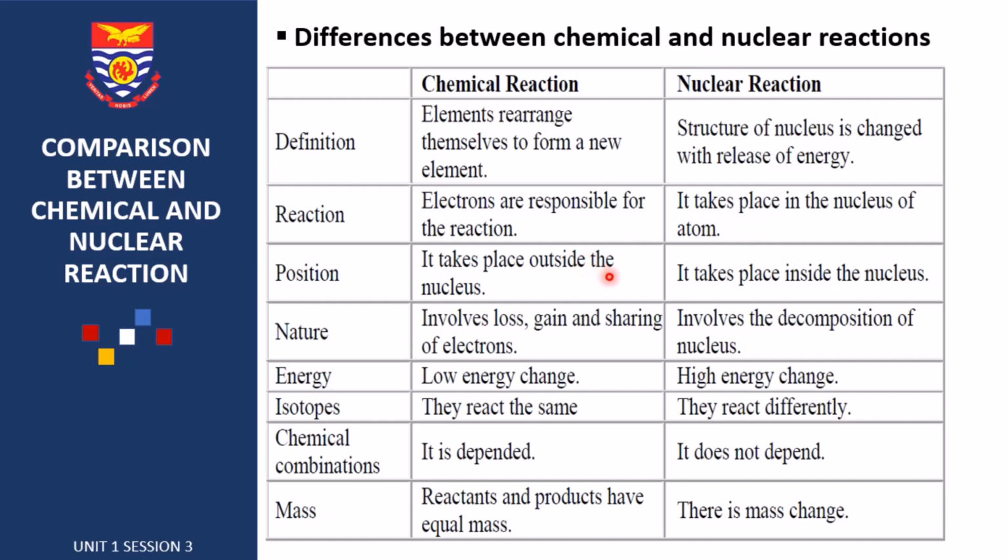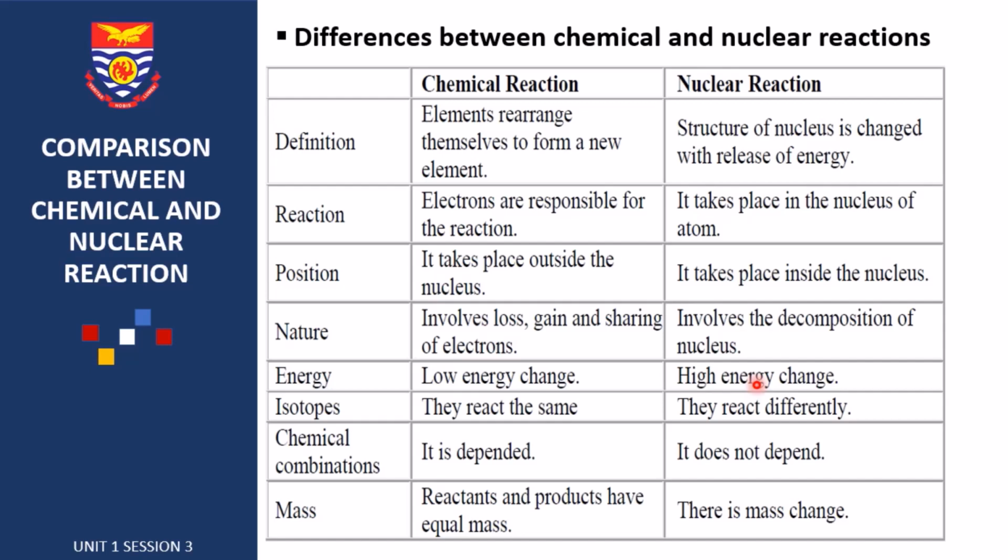Chemical reactions also take place outside the nucleus, as we stated in our previous slides, but nuclear reactions involve the nucleus. They take place inside the nucleus. Also, in chemical reactions, there is a loss, gain, or sharing of electrons, which results in the formation of new products. But in nuclear reactions, the nucleus decomposes to give a new product. Low energy change occurs in chemical reactions, but high energy changes occur in nuclear reactions.